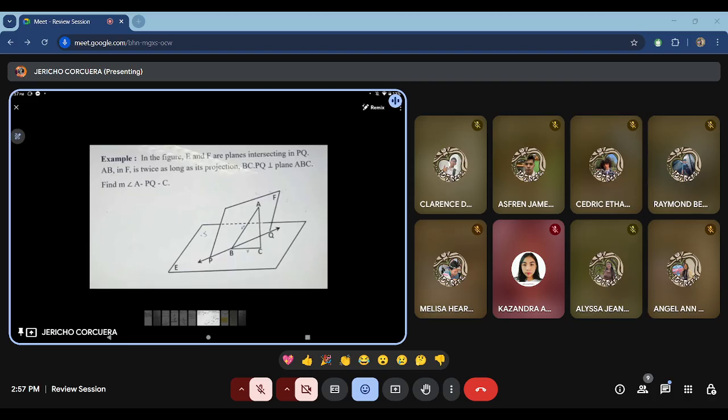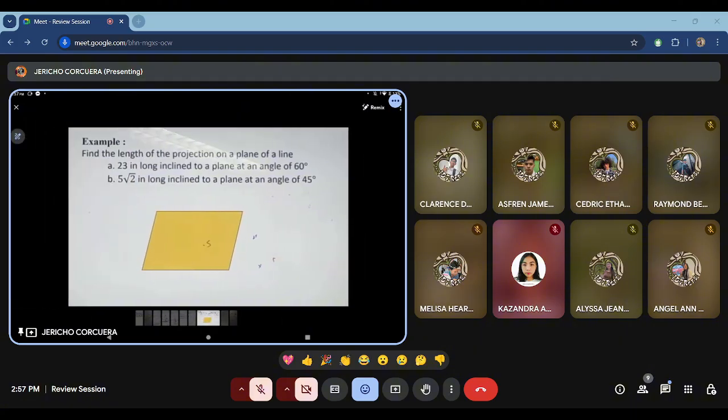Okay, so the plane angle ABC is 60 degrees. Therefore, the measure of the dihedral angle A-PQ-C is also 60 degrees, because the plane angle ABC is 60 degrees. So let's continue.